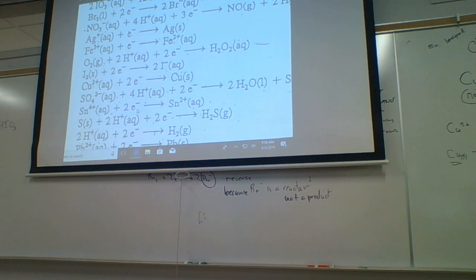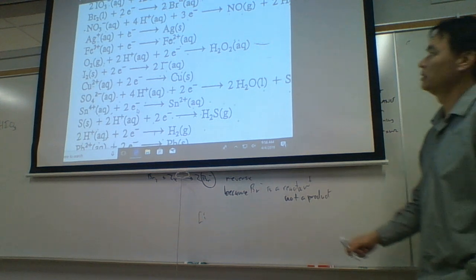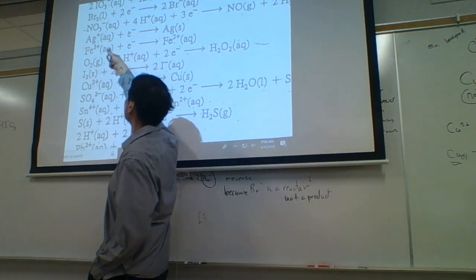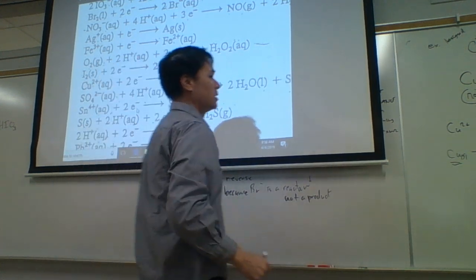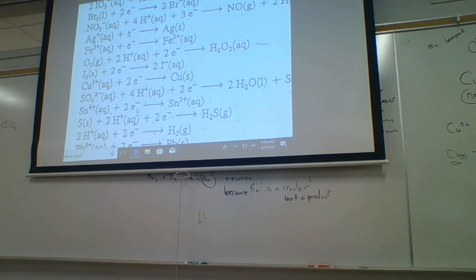The second reaction here is going to be with nitrate, so I just copy it down. Over here, nitrate is a reactant. So I have nitrate plus 4H plus, plus how many electrons? Reading off the chart, plus 3 electrons yields NO gas plus 2H2O liquid.